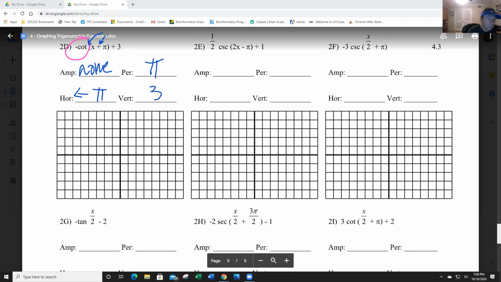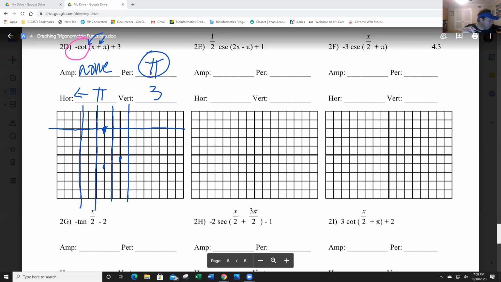So 1, 2, 3. So there's my midline of this function. Okay. Now I normally start here, but I'm going to shift it to the left pi. And if you recall, pi is 2 boxes. So I'm going to start here. Okay. So there's my point right there. And then because the period is pi, I'm going to go 1 box on each side because 1 box is pi over 2, and 1 box on each side makes pi. Okay. And then I'm going to do that. And you can make as many as you want.